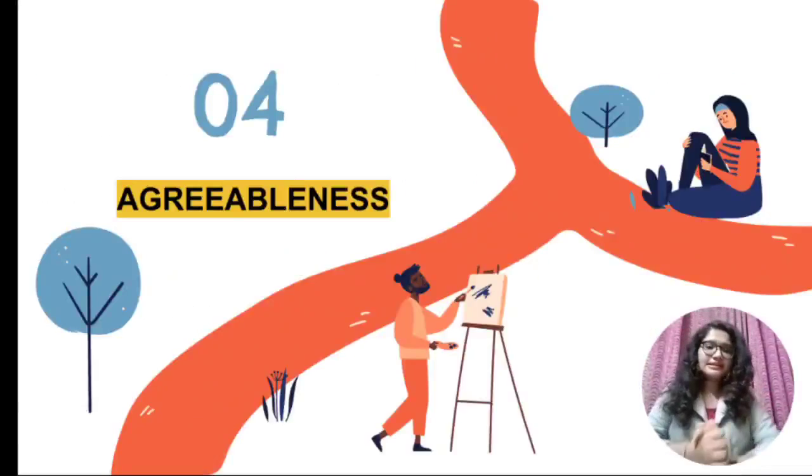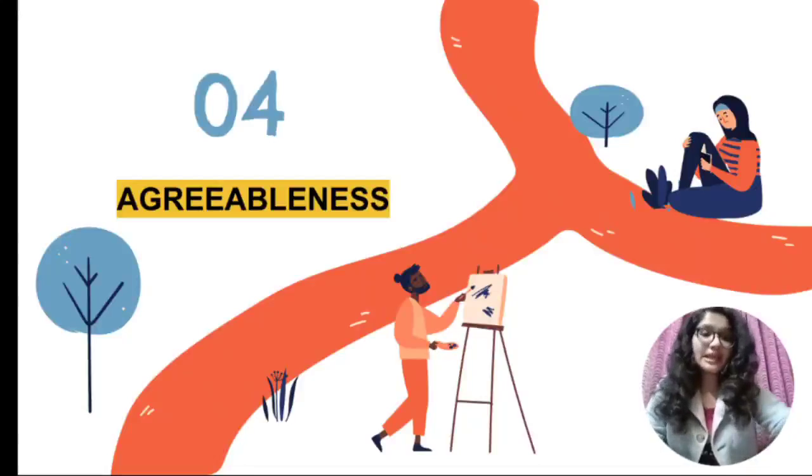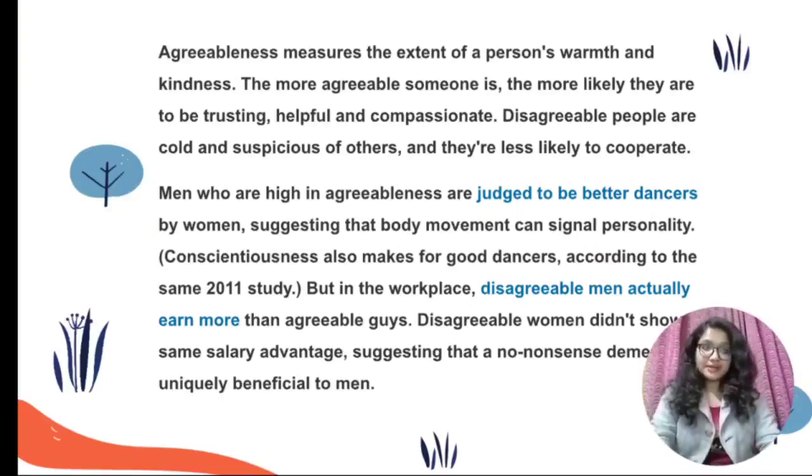So let's see what agreeableness is. Agreeableness measures the extent of a person's warmth and kindness, like the comfort zone they give. Some persons are very kind, they understand your problems, they try to understand your feelings and your emotions. They are known as agreeable.